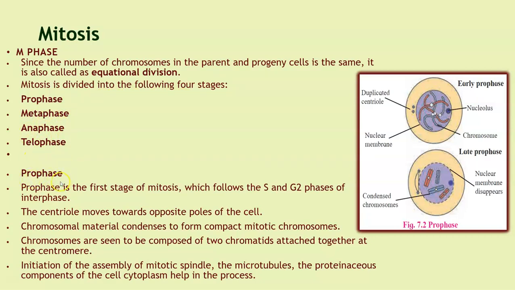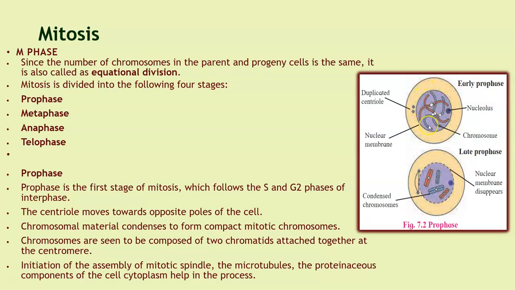So let us see what happens in the prophase. Prophase is the first stage of mitosis, which follows the S and the G2 phases of the interphase. The centriole moves towards the opposite poles of the cell. Have a look at this figure here.